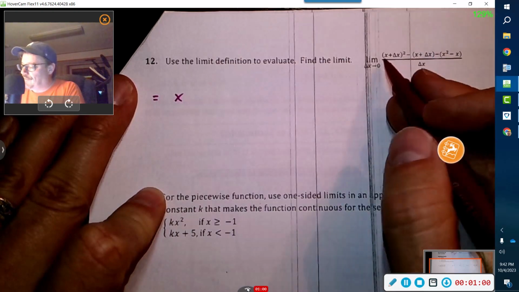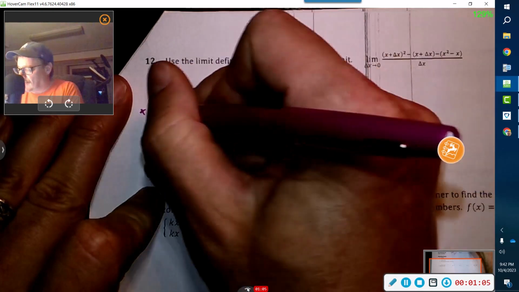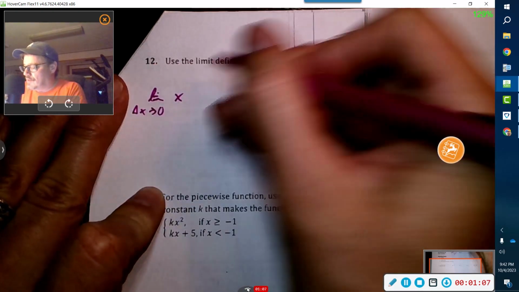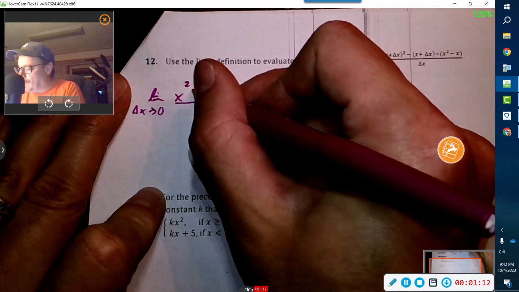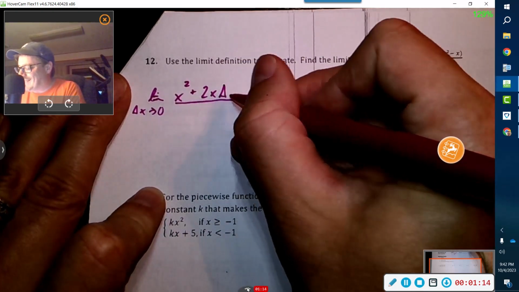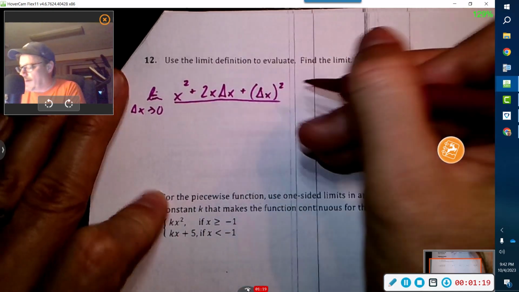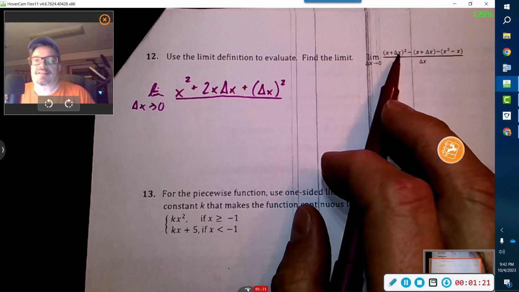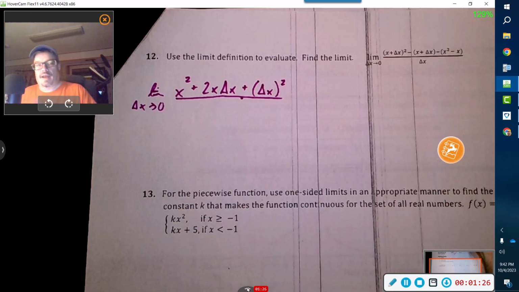I need to FOIL all this out. Now, I'm still taking the limit as delta x goes to 0. So here we go. We've got x squared plus 2x delta x plus delta x squared. Now that is FOILing this guy. You would have just an h there. But again, don't worry about delta x. It's going to show up a lot, and I don't want you to be intimidated by it. It's just another variable.